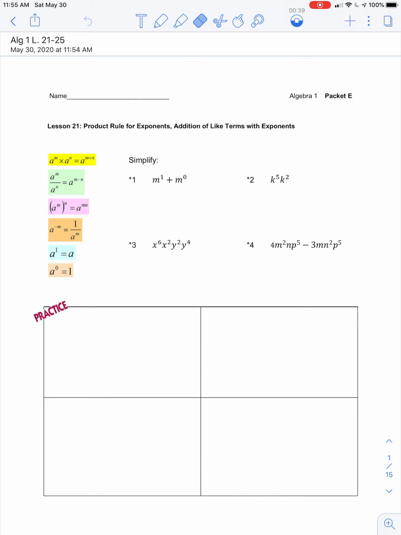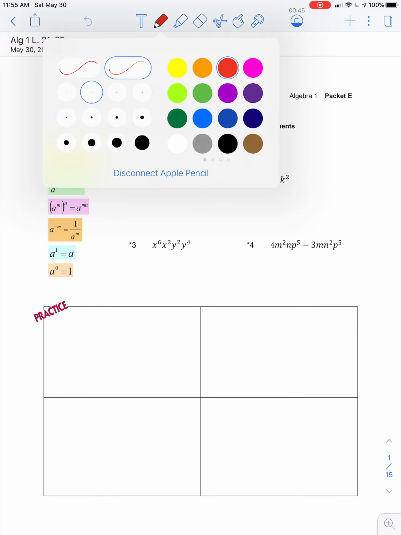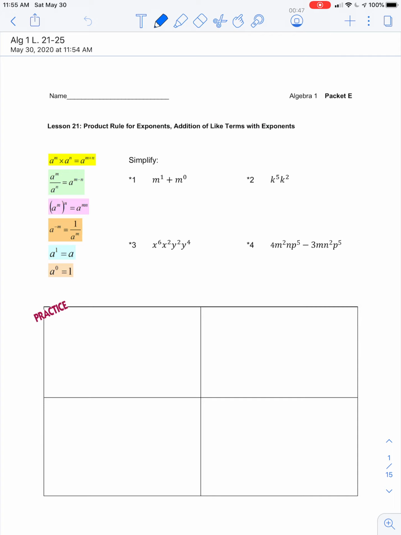So let's go ahead and start with Lesson 21. There's only a couple concepts here in this lesson that we're going to be talking about, and those are listed here at the top. Lesson 21 is the product rule for exponents and the addition of like terms with exponents. So those are the two things.